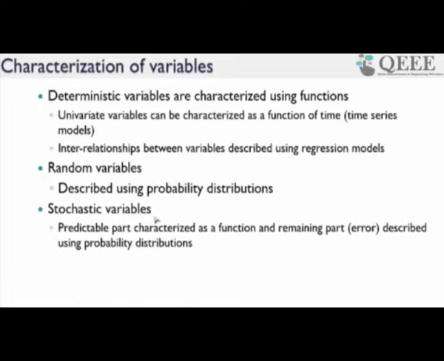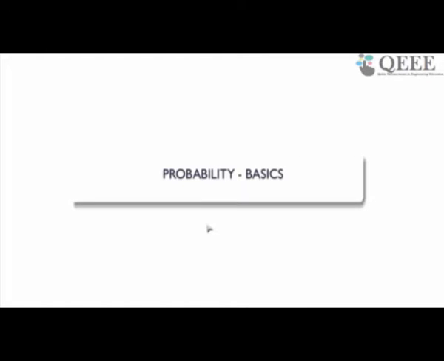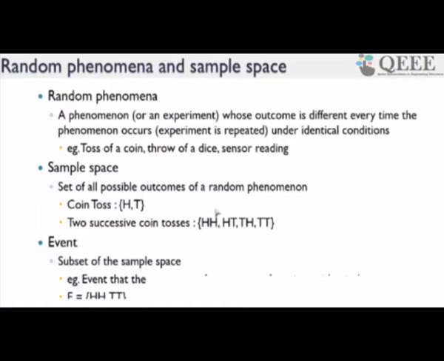In general, when I have stochastic variables, the predictable part is characterized as a function and the remaining part, error, is described using probability distribution. Since we talked about probability distributions, let's look at some probability basics. Just a quick run through of some of the concepts that you might already have heard about.